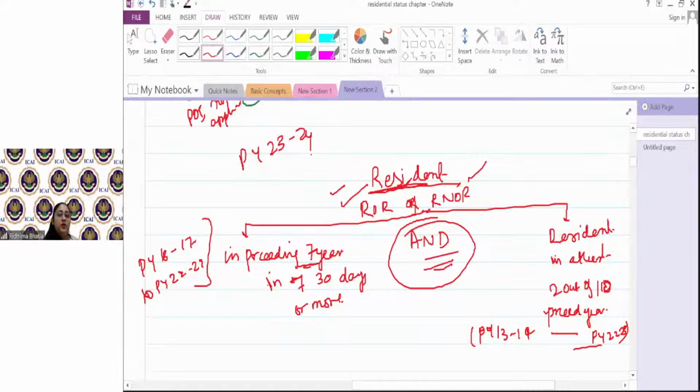When a person falls to be a resident, resident के लिए क्या देखना है? 7 years में 730 days or more and at least 10 years में 2 years he has to be resident in the preceding years. Present year को नहीं देखना, preceding years को देखना. Okay?